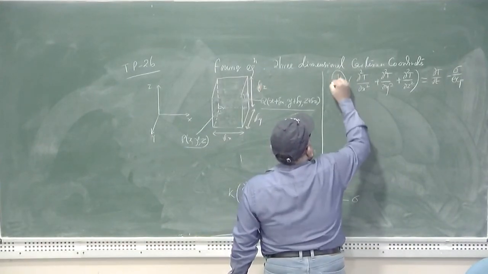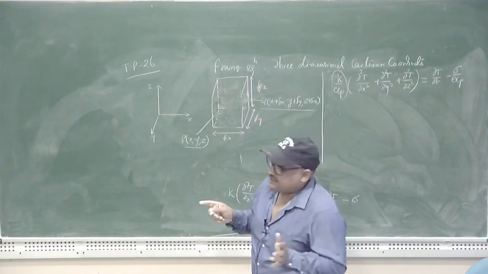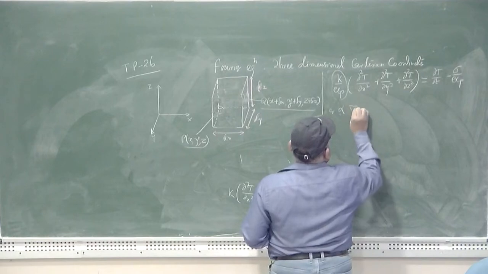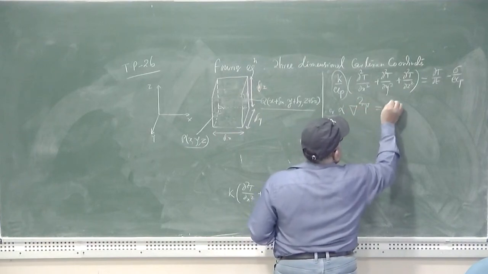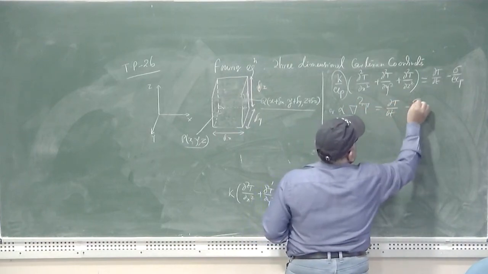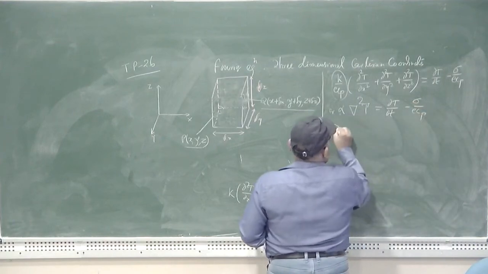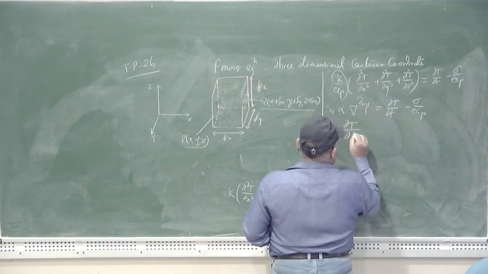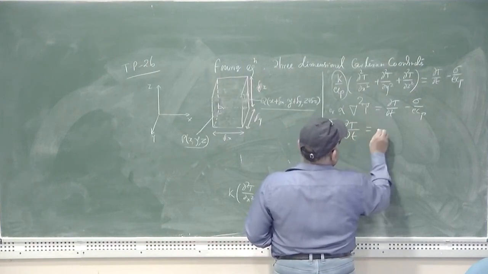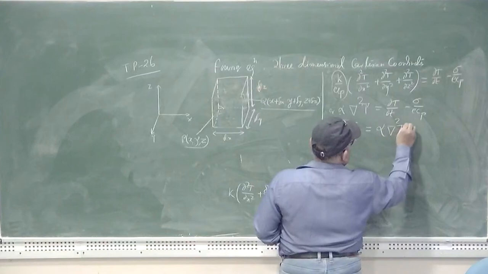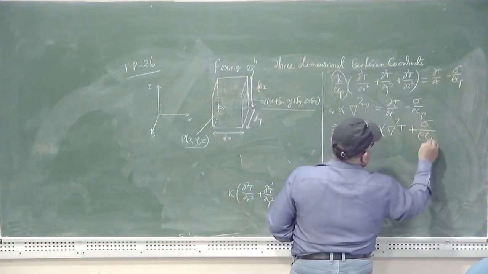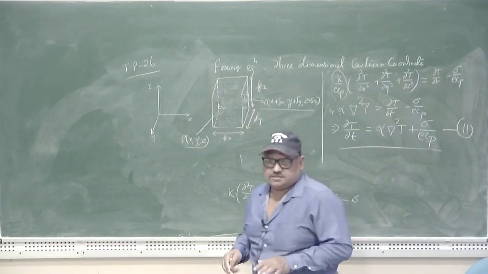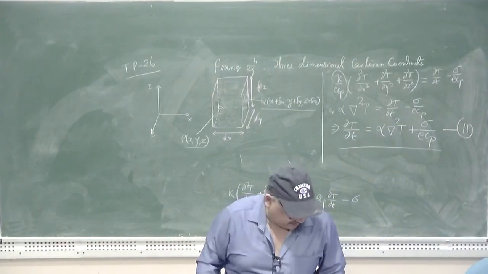This k by rho cp, what is that quantity called? This is called thermal diffusivity, alpha. So alpha del square T should be equal to ∂T/∂t minus sigma by rho cp. So the Fourier heat conduction equation in 3 dimensions can be written as ∂T/∂t equal to alpha del square T plus sigma by rho cp. This is equation number 11, called the Fourier heat conduction equation extended to 3 dimensions.